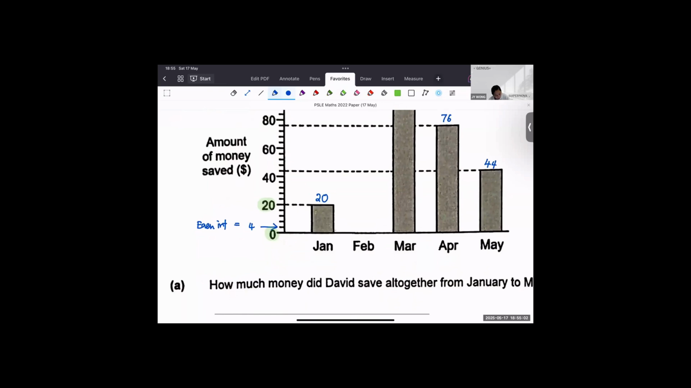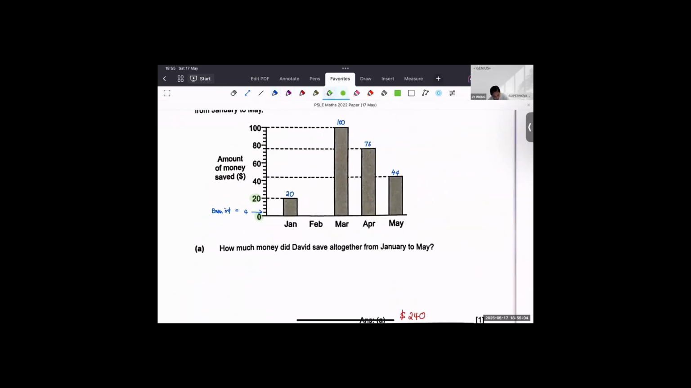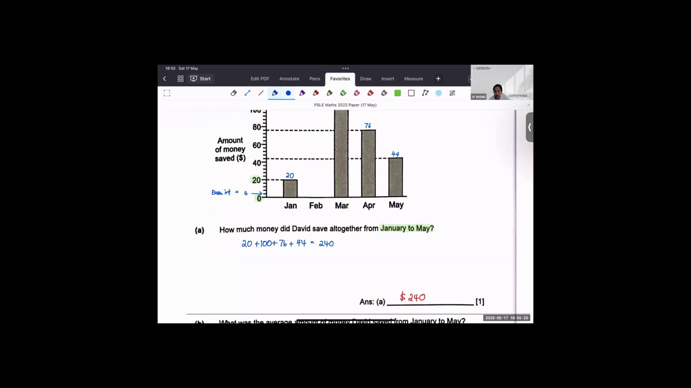Okay. So how much money did he save altogether from January to May? This is just adding. It will be 20 plus 100 plus 76 plus 44. That will give you 240. Okay, so this is just adding everything up together.